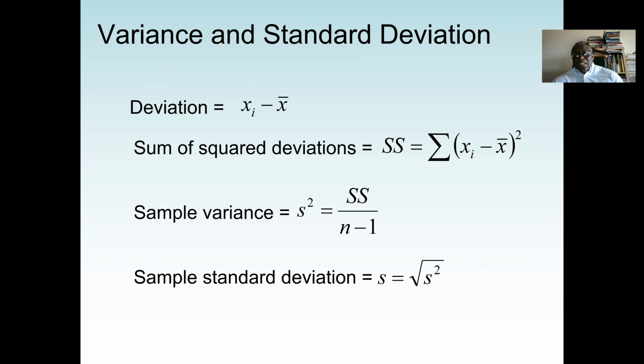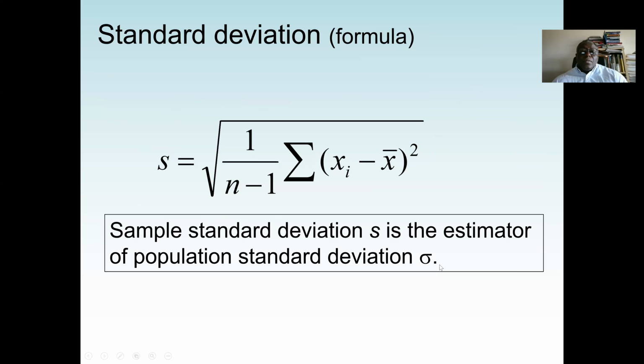And then to find the standard deviation, we find the square root of the variance. So it will be the square root of S squared. So that's the formula for standard deviation. This is for sample: 1 over n minus 1 times the sum of the difference of each value and the mean, squared.